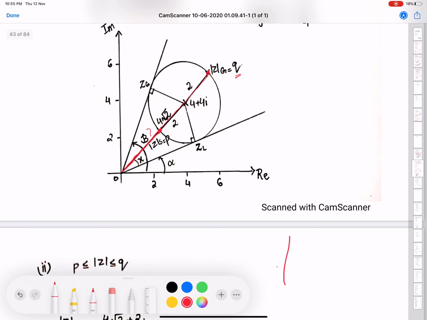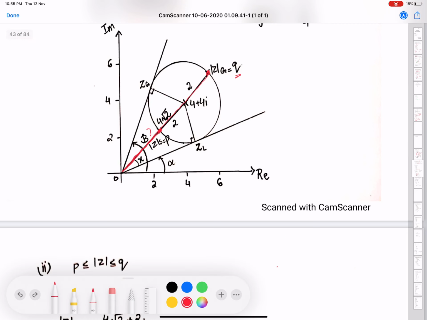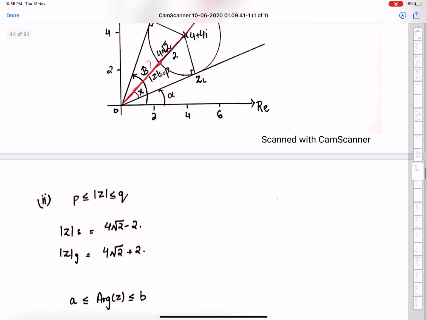So the formula of the greatest distance is modulus of the center plus radius. Formula of the shortest distance, smallest distance, is modulus of center minus radius. This is the modulus of center.